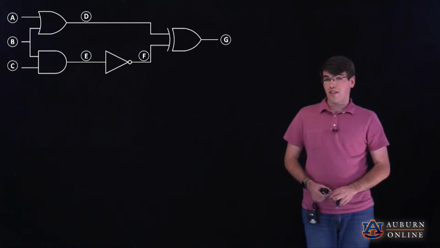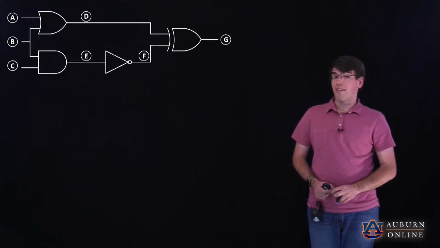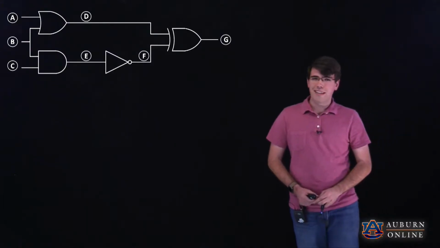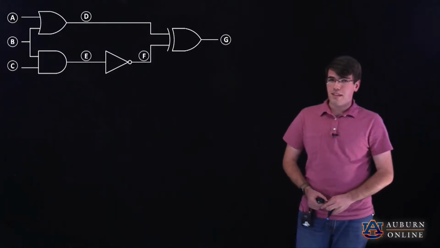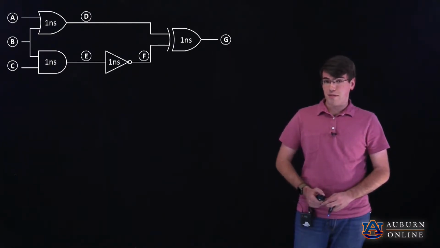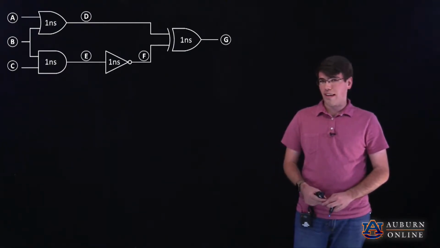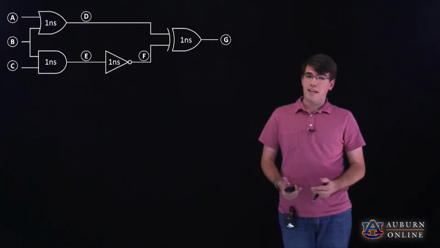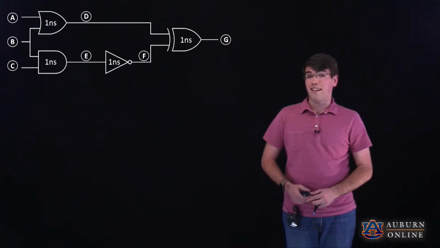Now when you built this circuit, you probably thought only about the three inputs A, B, and C and the output G. You didn't really care too much about what happens in the middle of it. But when you really build this circuit, there's going to be time delays through each of these blocks. We'll pretend that there's just a 1 nanosecond delay for every circuit element that the signal has to go through. That might not be the case in real life, but it'll make it a lot easier for us to look at this example.